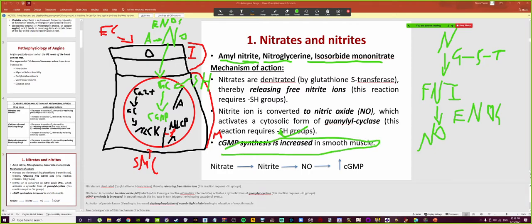So what's the difference between normal metabolism of nitric oxide and this one? Basically, instead of endothelial cells directly synthesizing nitric oxide, we can have this drug, take it, denitrate it, and then immediately turn it to nitric oxide. Okay? That's the only difference. And they have the same effect as I explained before.